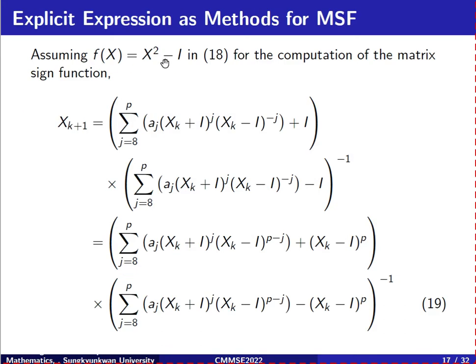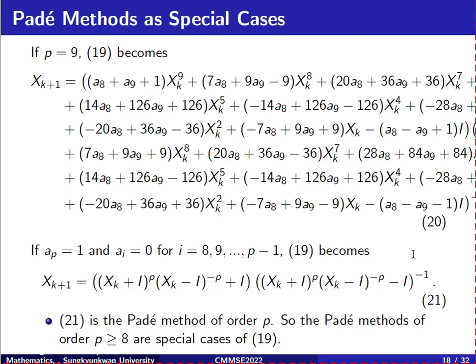Assuming f(x) equals x squared minus the identity matrix in (18) for the computation of the matrix function, we luckily get an explicit form of our method like this. If p equals l, the method (19) becomes like this. So if a_p, the leading coefficient, is 1, and a_i equals 0 for this coefficient, then method (19) becomes this one.